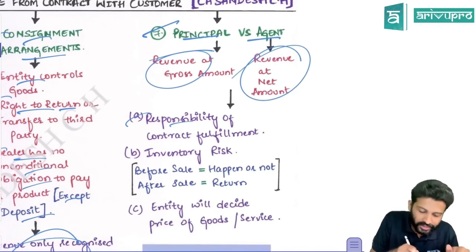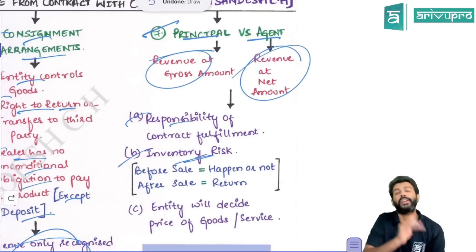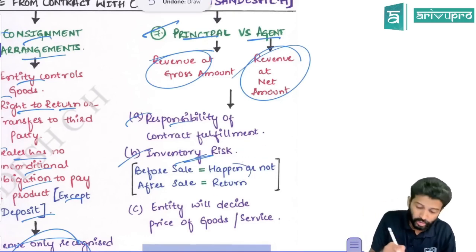That is one. The second one is: principal is that person who bears the inventory risk. This is the major criteria. Inventory risk means before sale, whether the sale will happen or not, and after sale, whether the goods will get returned or not.